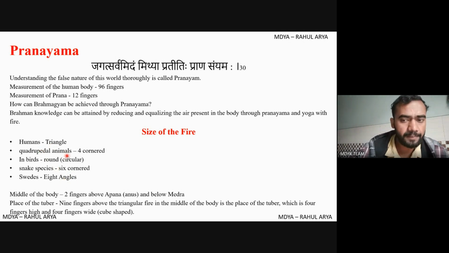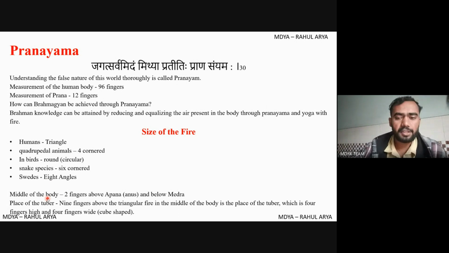Humans, triangle; animals, four corners; birds, rounded; snakes, like the other species, also six-cornered. In the Swedas, eight-cornered.